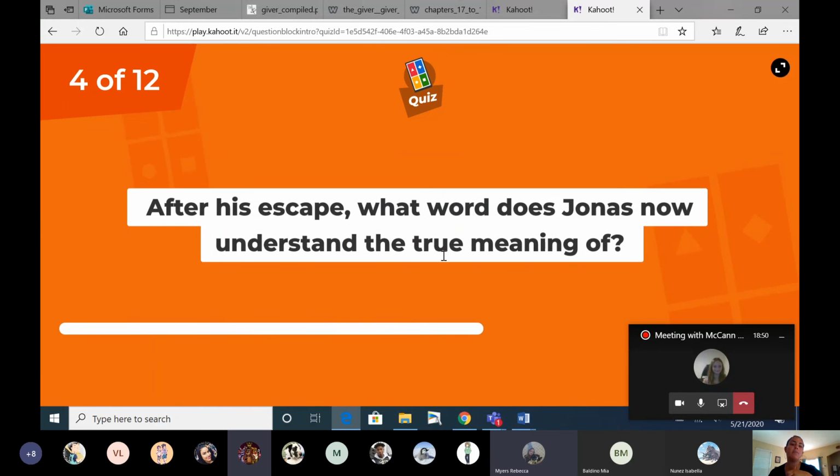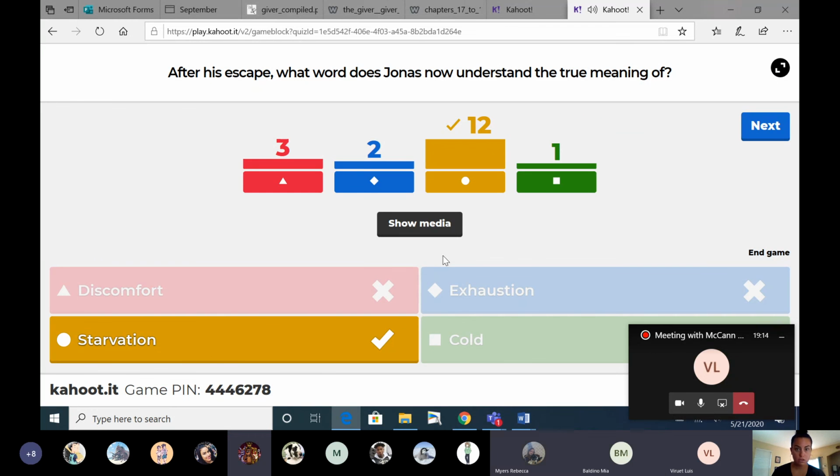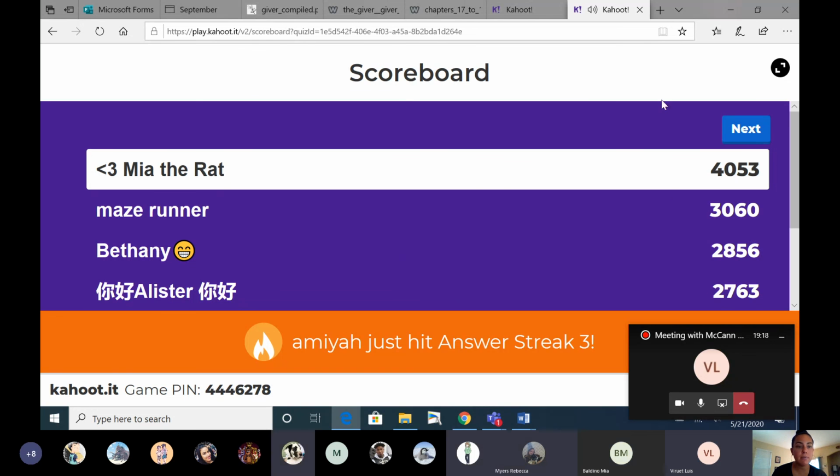After his escape, what word does Jonas now understand the true meaning of? Well, this one's easy. I like that book. They were starving during their escape. They didn't have food.